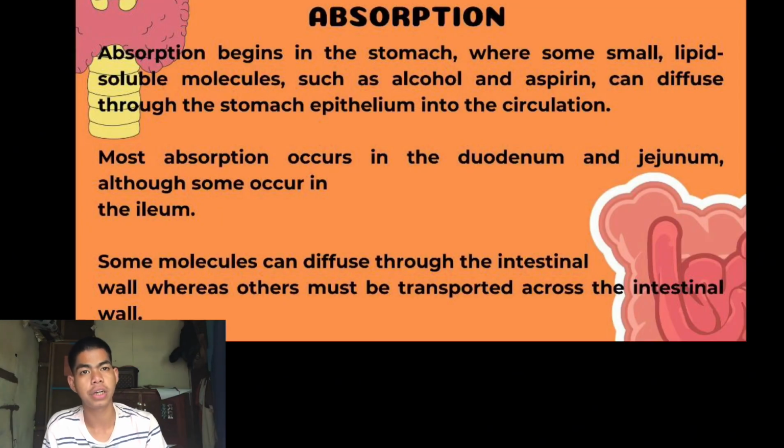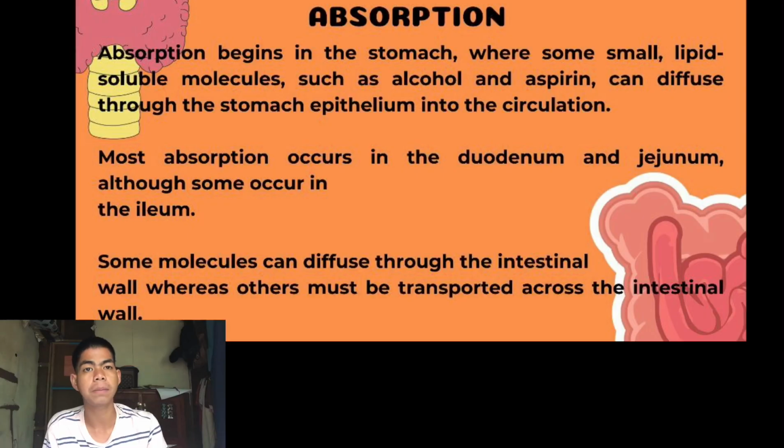Next, absorption. After digestion, the next step is absorption. This is when the small molecules from food move into the bloodstream so they can be used by the body. Absorption starts in the stomach, where small molecules like alcohol or medicine, such as aspirin, can enter the blood. But most absorption happens in the small intestine, especially in the duodenum and jejunum.